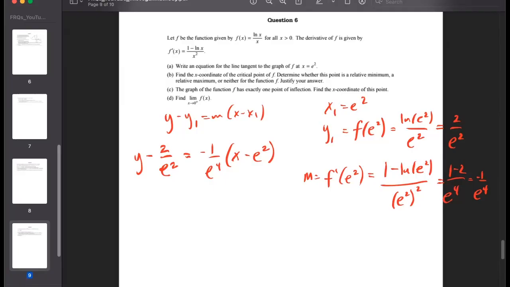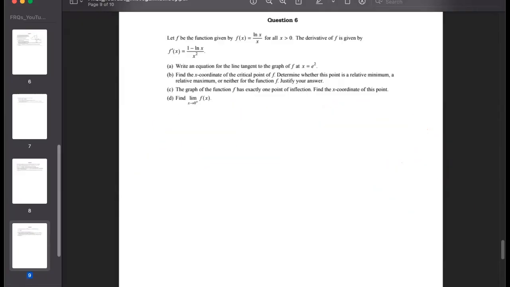Okay, so for part B, we need to find the x coordinate of the critical point. So that means we need to find when f prime of x is equal to 0. In other words, 1 minus ln of x over x squared is equal to 0. We don't want the bottom to equal 0. We know that that's going to be a function that is undefined.